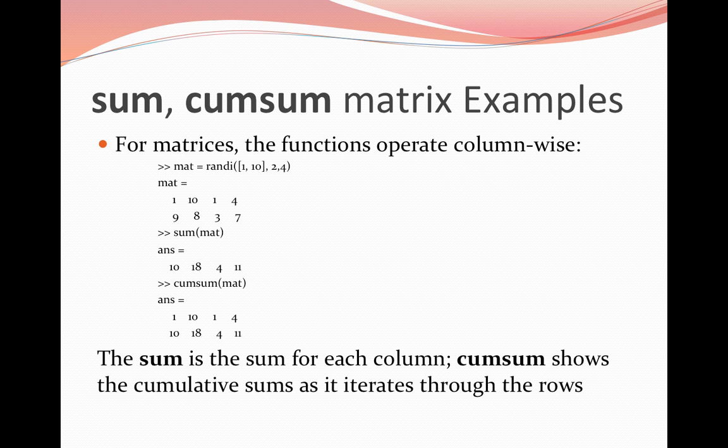So in other words, when we get the cumsum of the matrix, we start with the original row, 1, 10, 1, 4, and then we're adding the elements from the second row to that. So 1 plus 9 is 10, 10 plus 8 is 18, 1 plus 3 is 4, 4 plus 7 is 11.